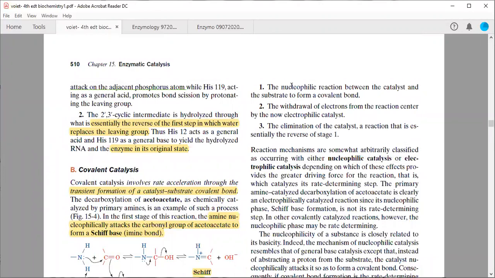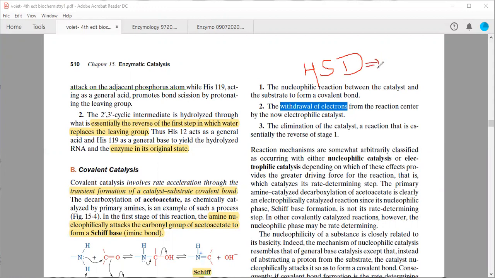There is a nucleophilic reaction between a catalyst and substrate, forming a covalent bond between the two. And there is a withdrawal of electrons from the reaction center. Here the reaction center is generally made up of 3 amino acids. What are these 3 amino acids? HSD: histidine, serine, and aspartate. You will remember it like this, HSD, which makes the charge relay system of that particular enzyme.